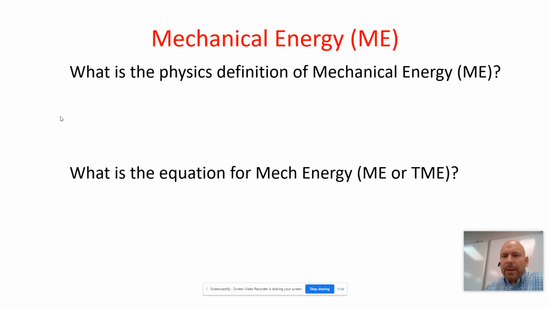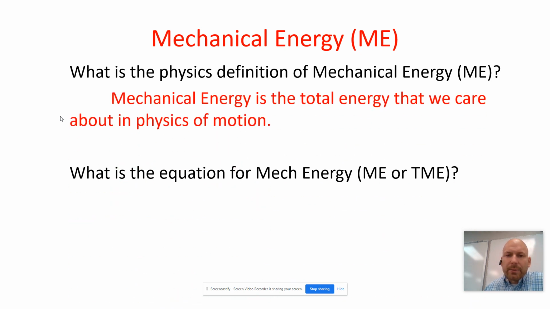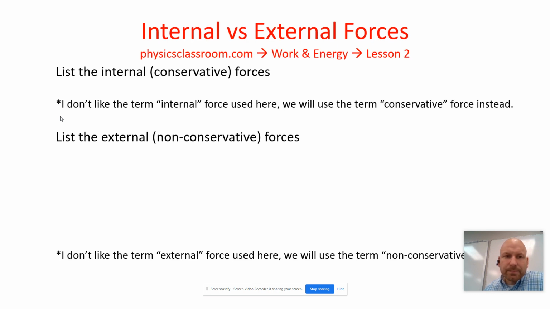So the physics definition of mechanical energy, this is kind of lame, is the energy that we care about in terms of physics of motion. It's pretty lame, but just go with it. Mechanical energy is the total amount of energy. The equation for this is the important part. Mechanical energy is equal to kinetic energy plus potential energy. So again, mechanical energy is equal to kinetic energy plus potential energy.